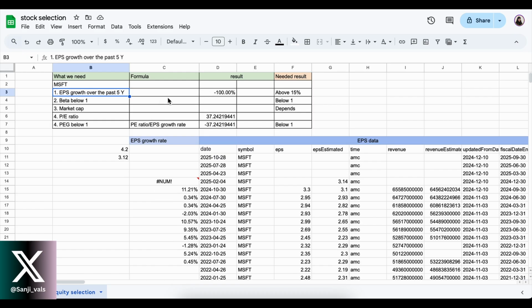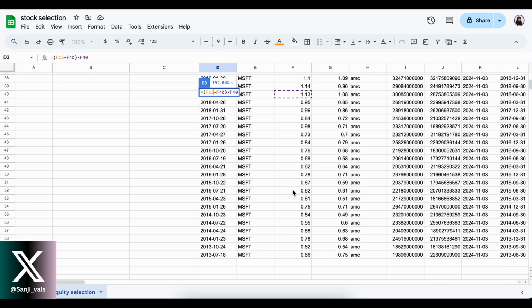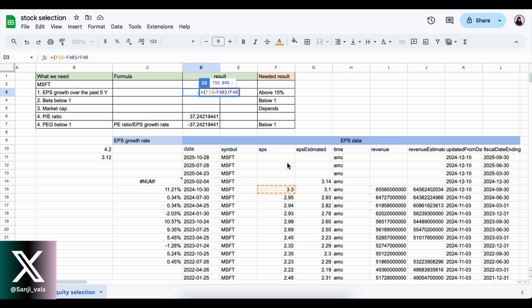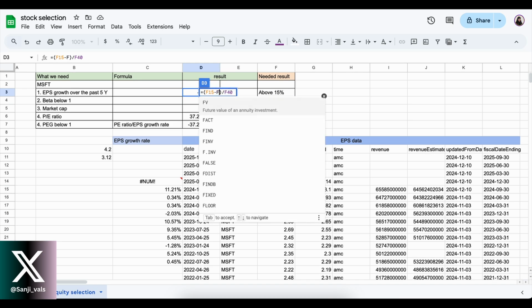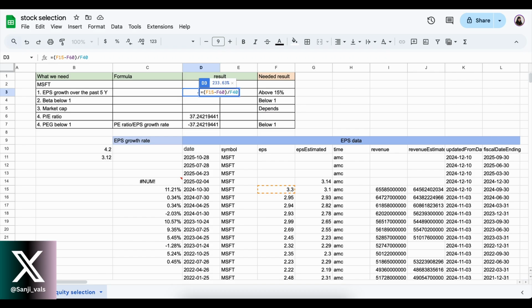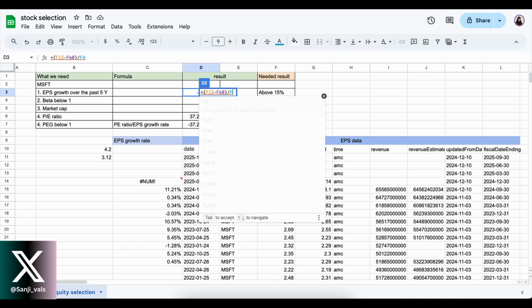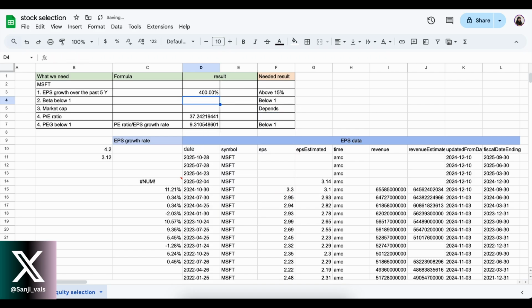As you can see, it is showing the EPS growth rate. Let's just correct it: 15 over here and 60 divided by F60. So as you can see, EPS growth in the past 5 years is 400%, which is above 15. That's what we need. We should search for stocks with a higher EPS growth rate.